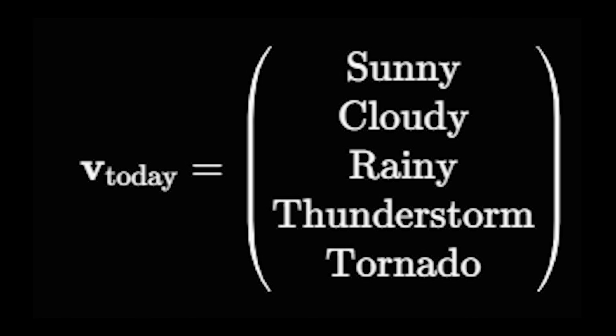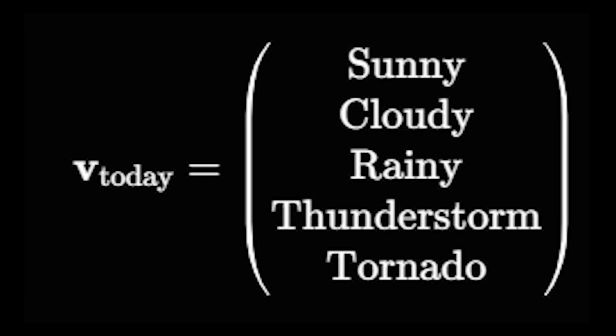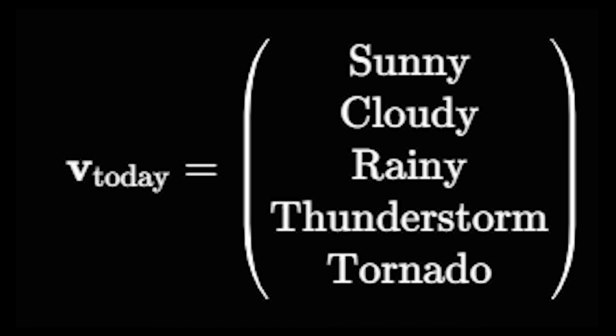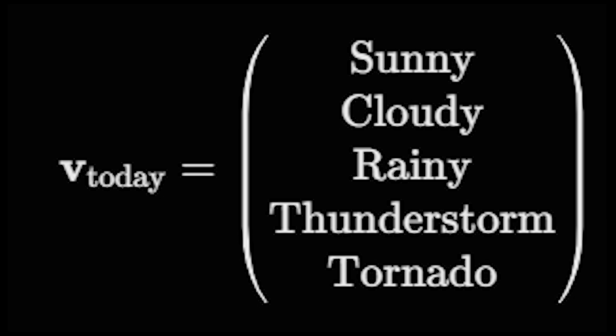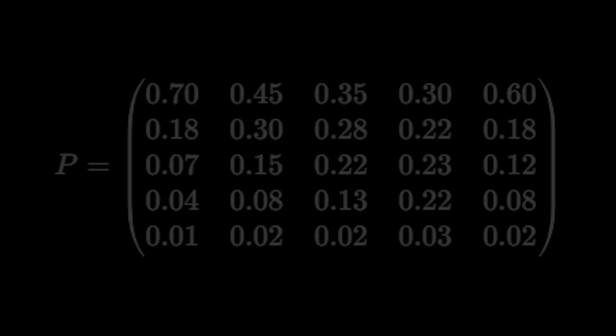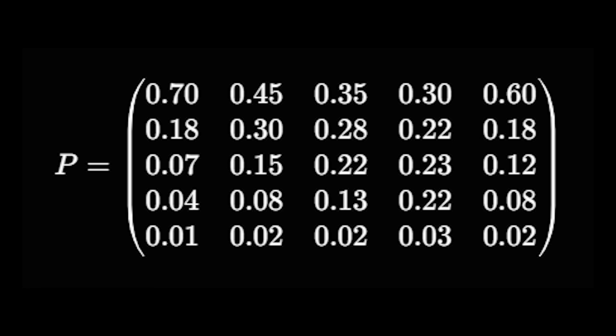Here is our 5-state weather model. The states, in order, are sunny, cloudy, rainy, thunderstorm, and tornado. As for the probabilities, I have made up a few probabilities that seem to be realistic for the matrix. Each probability in transition matrix P is as follows. If today is sunny, then tomorrow has a 70% chance of being sunny, an 18% chance of being cloudy, a 7% chance of being rainy, a 4% chance of a thunderstorm, and a 1% chance of a tornado.